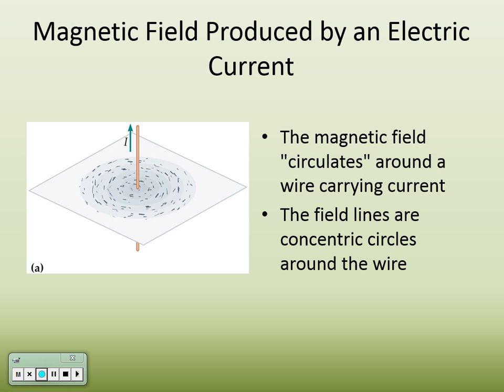We could have multiple concentric circles if we need to. So we find that the field surrounding this wire is a bunch of concentric circles. Stronger, closer to the wire, weaker as we get farther and farther out.